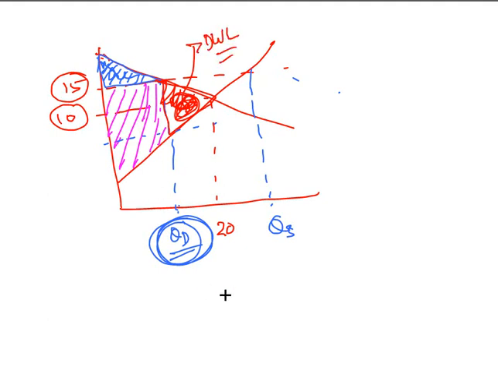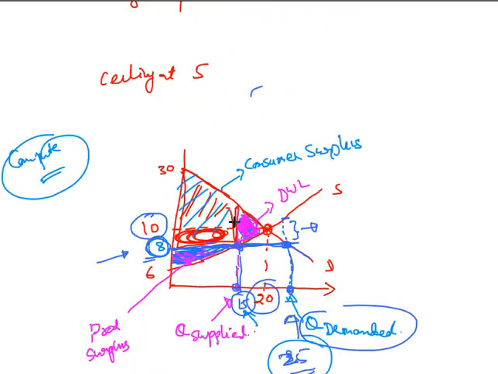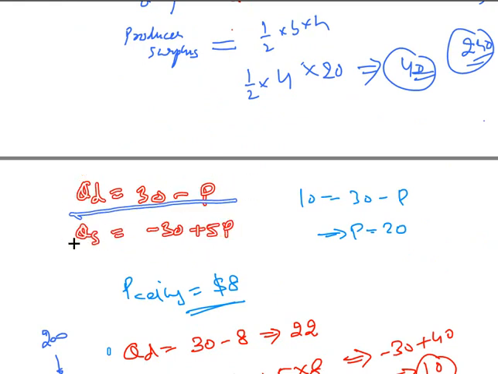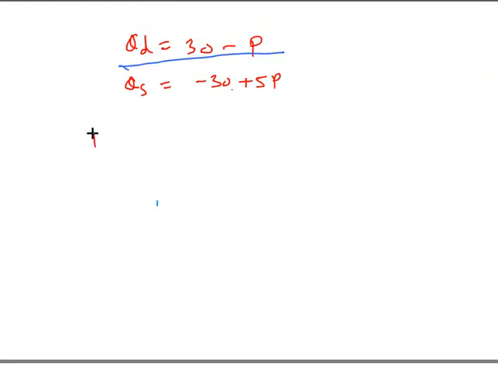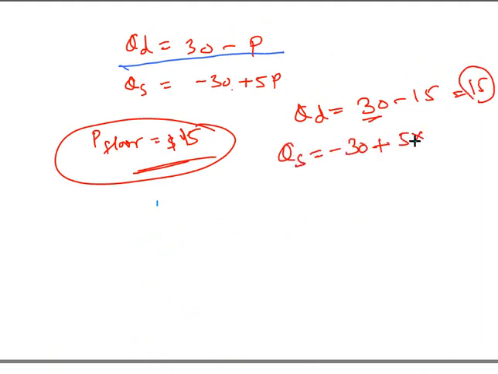Now if we put the same equation over here, whatever we have been doing, let's copy this area. So you have put the price floor as $15. We see that at $15, what is the quantity demanded and what is the quantity supplied. At 15, the quantity demanded will be 30 minus 15, so you will demand 15 quantity, and the quantity supplied will be minus 30 plus 5 into 15.